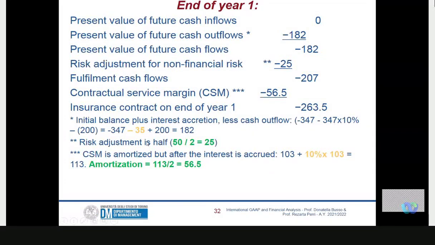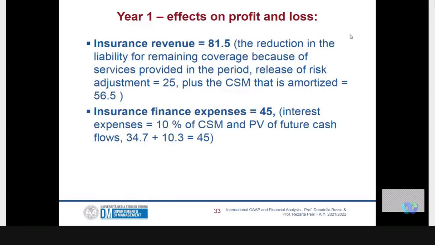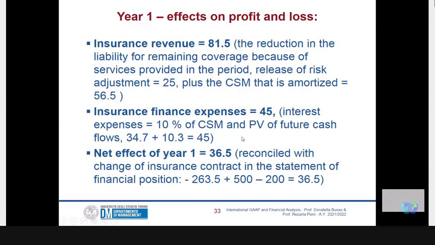So all the calculations here, of course, are also in the textbook. This is fully optional for you, but they represent the income, revenue, expenditure, and they help us to calculate the insurance contract at the end of year one. And these summarize the effects on profit and loss: insurance revenue, the decrease in contract service margin, insurance finance expenses, and net effect, which, by the way, is a way to control your calculations, whether you are correct or not.